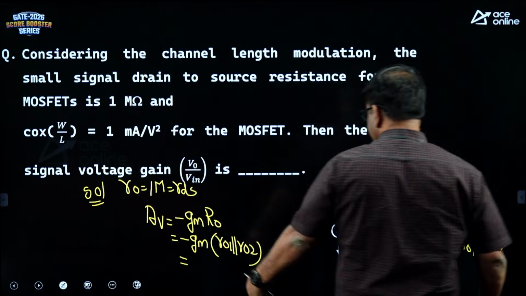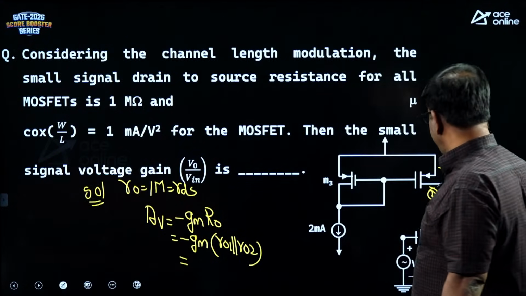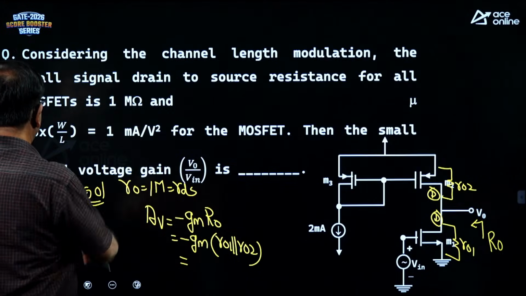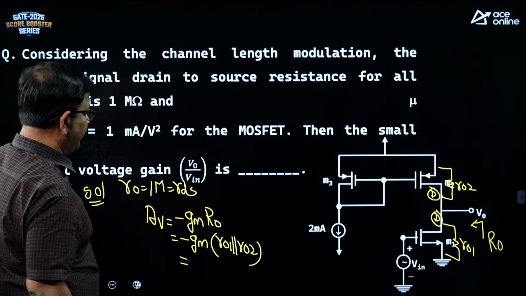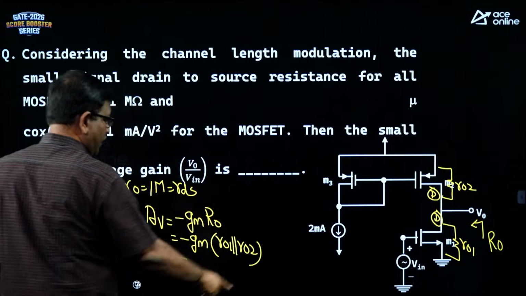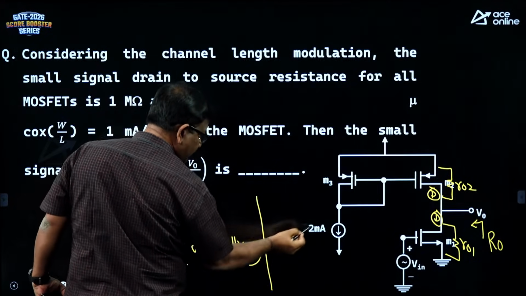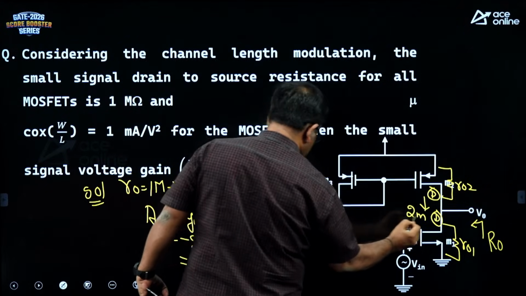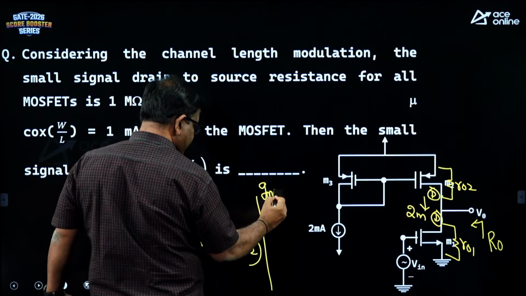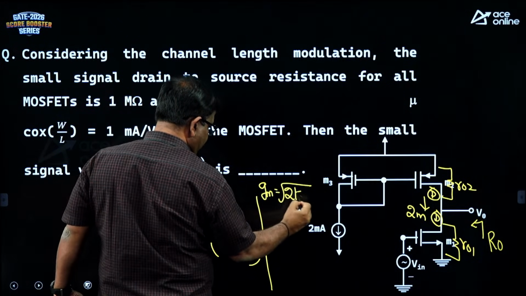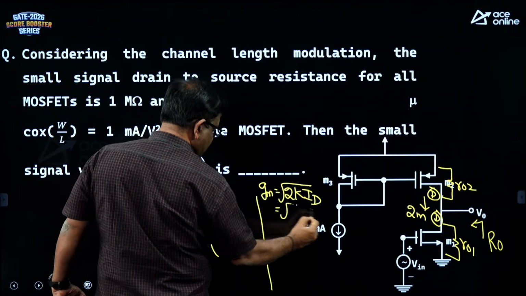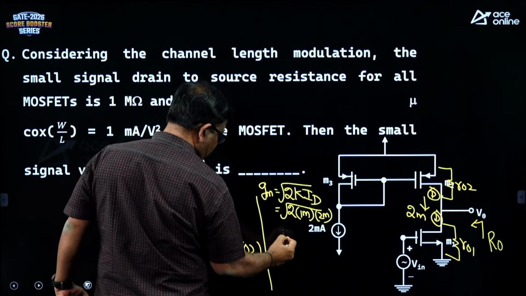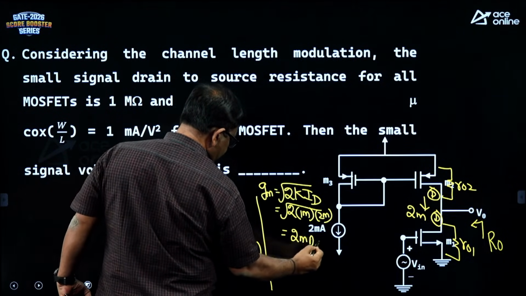Now, just find GM. What is GM, what is given? Yeah, mu Cox W by L is already given. So, here 2 milliampere is there. This is a current mirror. So, if this is 2, this is also 2 milli. So, what is GM? GM is simply root 2k into ID. So, 1 milli into 2 milli. So, that is around 2 milliampere per volt.